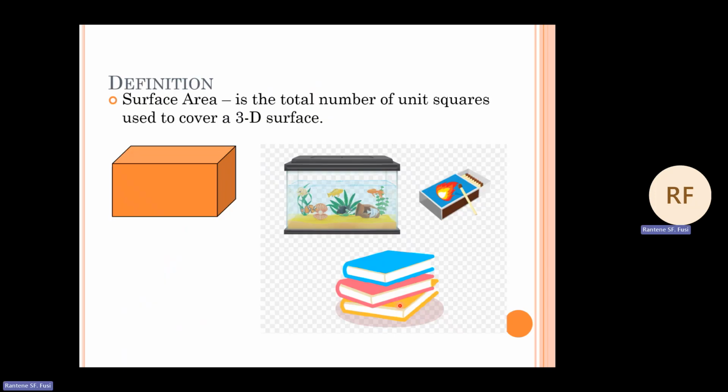Right. Surface area is the total number of unit squares used to cover a 3D surface. This one is a 3D object. Also, these are the examples. Look at a box of matches to represent this figure that is in orange.